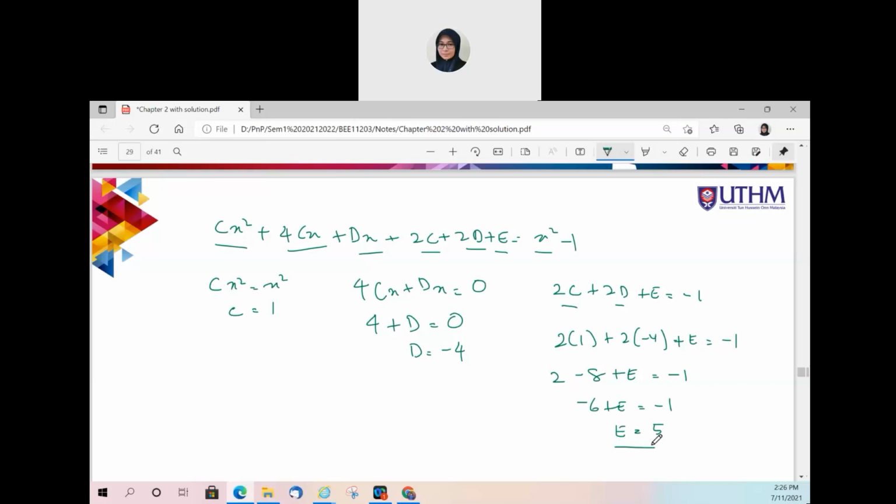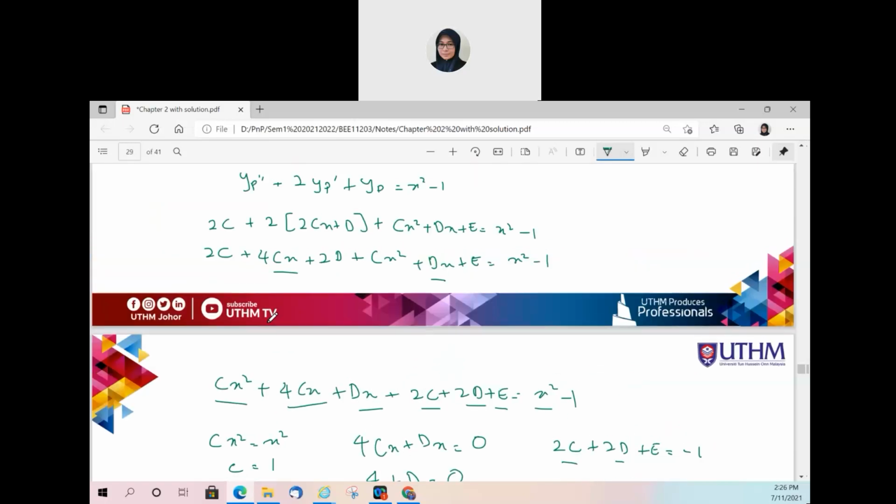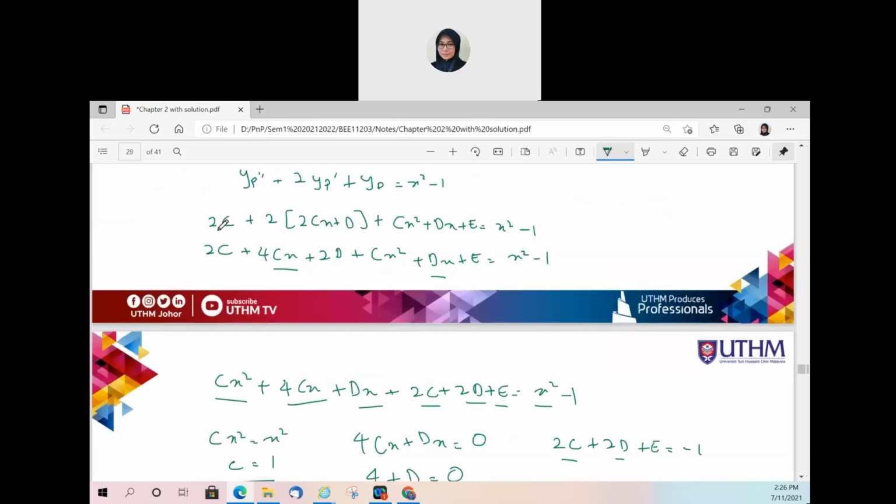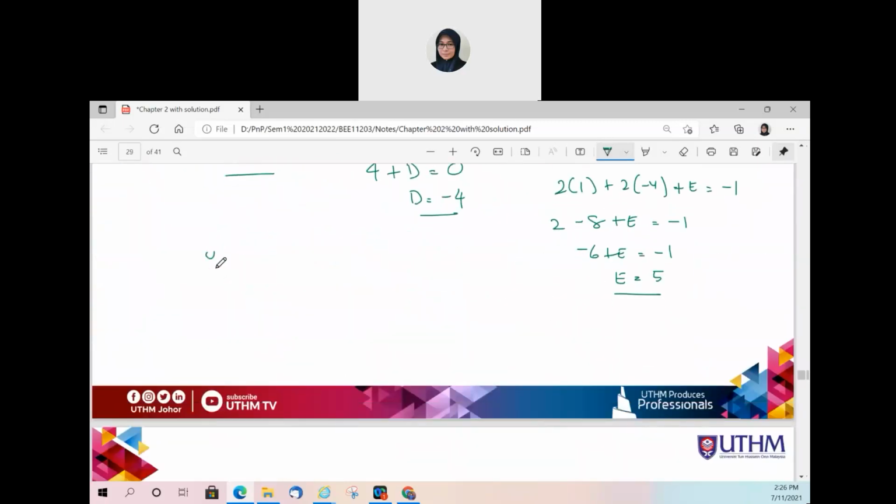So now we have E, we have D and we have C. Kita masukkan semula inside these equations. So our YP will be YP equals CX squared plus DX plus E. And C is 1, so X squared plus DX. D is minus 4 here, minus 4X plus 5. So this is our YP.